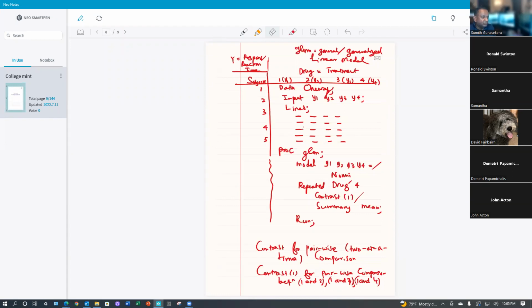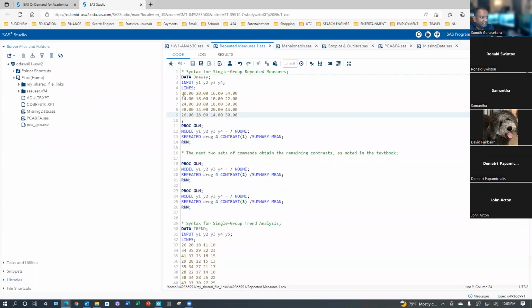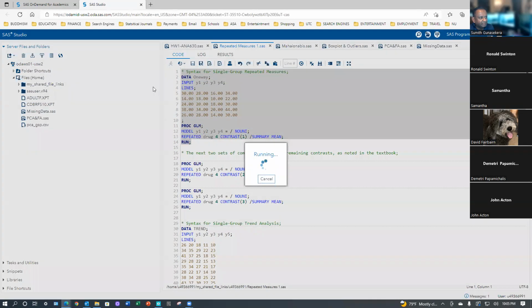Okay. So then they say that we have everything with the data already provided. See, 30, 28, 16, 34. The first person, second person, third person, fourth person, fifth person. The first person was experiencing the drug A treatment, drug B treatment, drug C treatment, drug 1, drug 2, drug 3, drug 4 treatments for each individual. GLM procedure, univariate. Yeah, it's not hard. Okay.